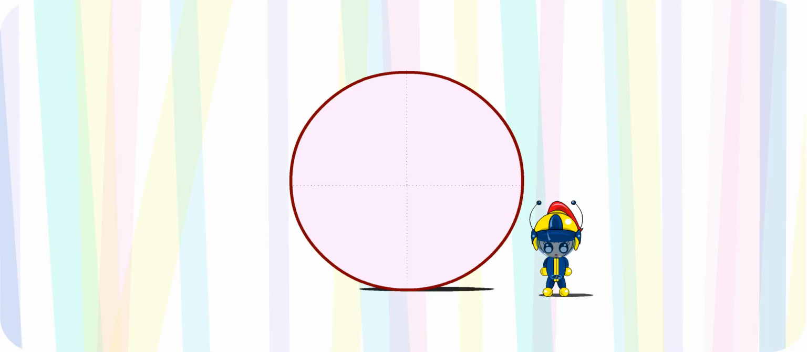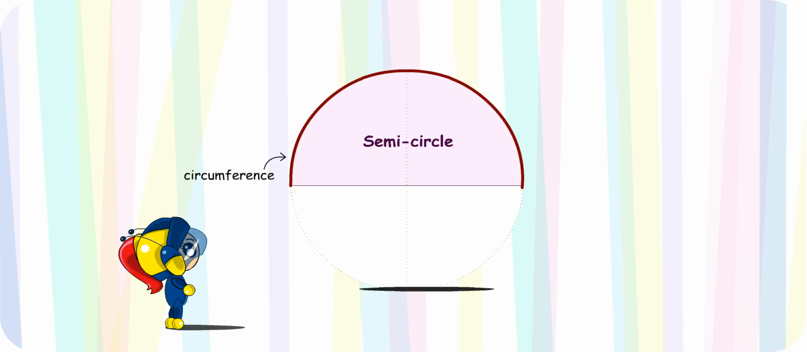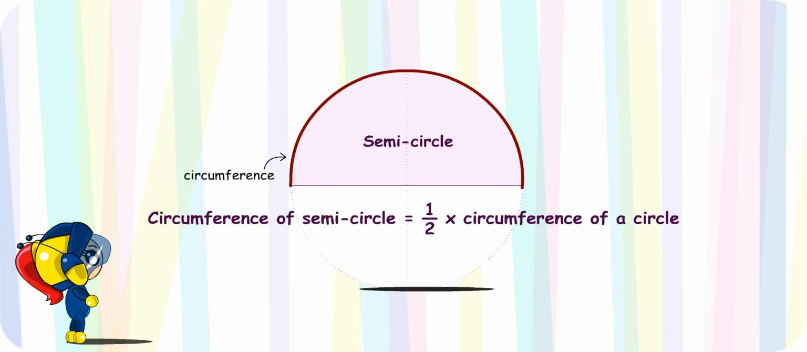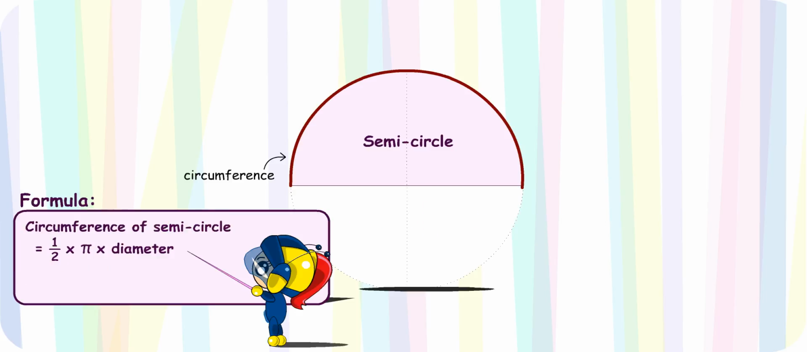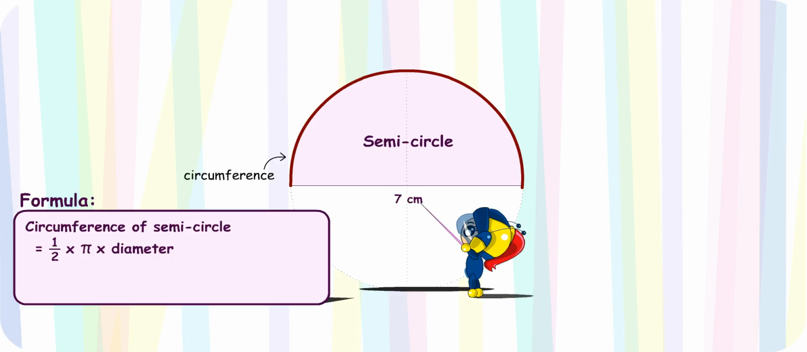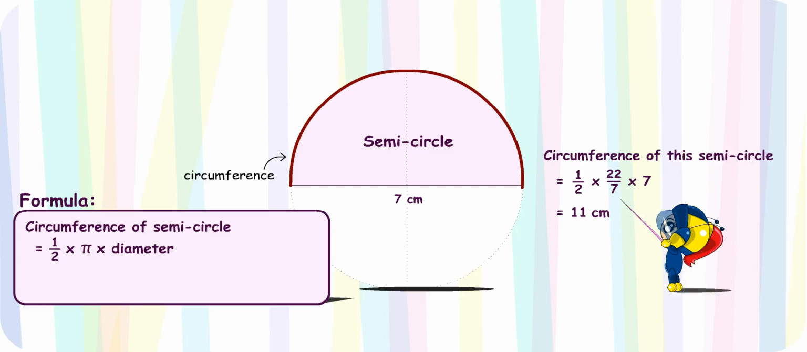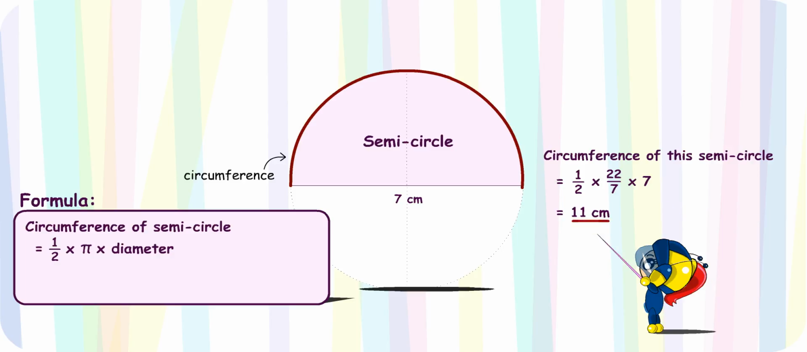We can make use of the formula to find the circumference of a semicircle. Let's look at this circle. If we are to cut it into 2, we will get a semicircle. The circumference of the semicircle is therefore half the circumference of the circle. So, the formula for finding the circumference of a semicircle is half times pi times diameter. The diameter of this circle is 7 centimeters. Thus, the circumference of its semicircle is half times 22 over 7 times 7, which is 11 centimeters.